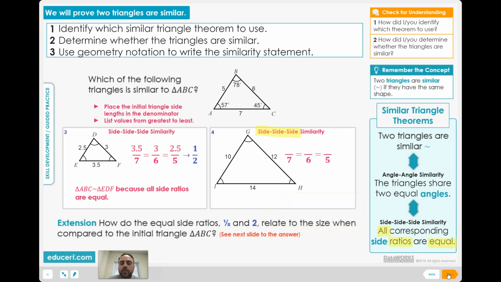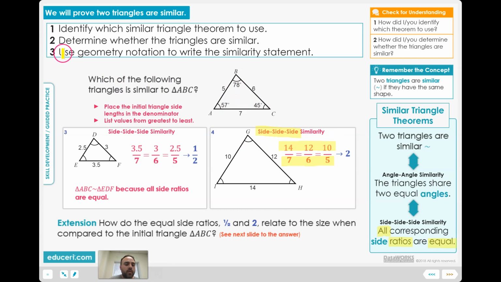Okay, so the ratios should be 14 to 7, those are your long sides. 12 to 6, those are your middle sides. And 10 to 5, those are your short sides. All the values on one side should all come from one triangle, and all the values on the top should all come from the other triangle. Don't swap them. 14 divided by 7 is 2, 12 divided by 6 is 2, and 10 divided by 5 is 2, or they all reduce to equal or the same ratio. We do know that these two triangles are similar because of side-side-side similarity.